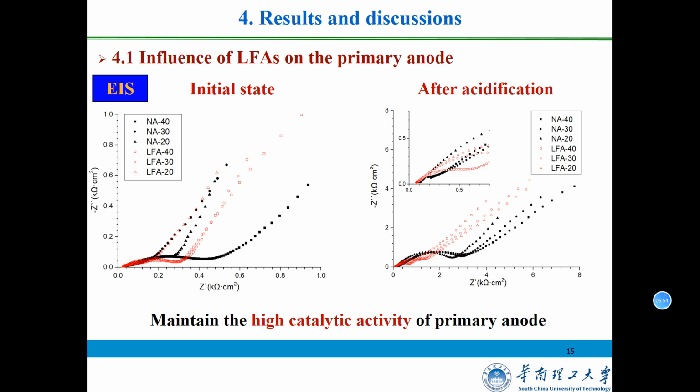During the initial stage, impedance for all specimens was very small, indicating the good catalytic activity of the primary anode. After the acidification damage, the catalytic activity of the primary anode was reduced, evidenced by the significantly increased impedance for all specimens. However, compared to specimen NA, the impedance for specimen LFA was slightly lower.